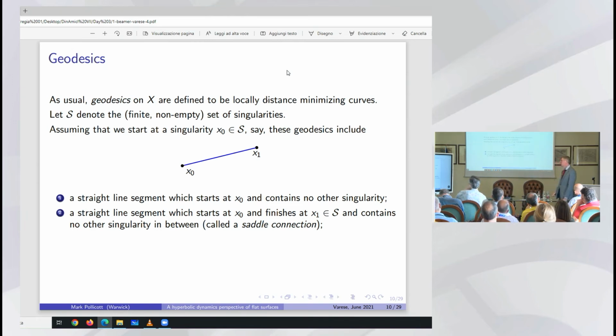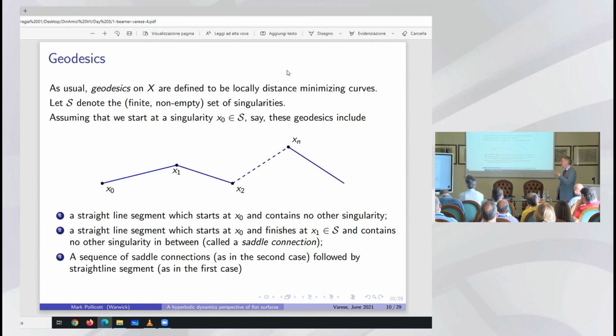And the third possibility, I guess, is that I might start, and I might go through a sequence of these lines between singularities, which are called saddle connections, and then eventually I just wander off for some period of time at the end. So a typical kind of geodesic on my surface is going to be a sequence of these saddle connections, that is, straight lines on the flat surface beginning and ending at a singularity, followed by just a piece of a straight line on the surface.